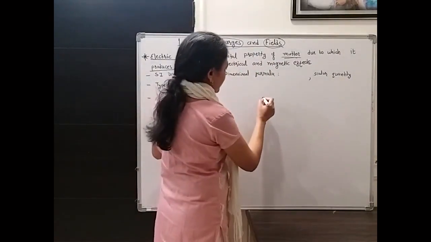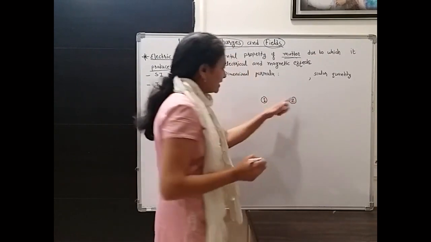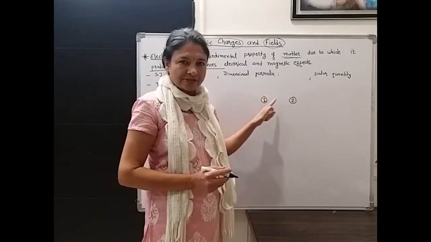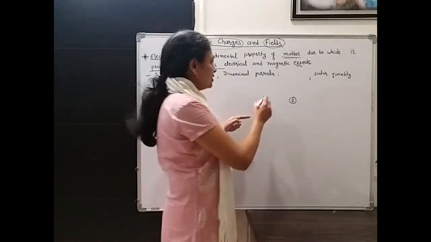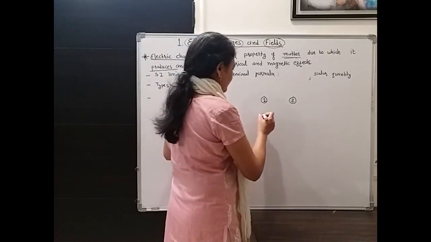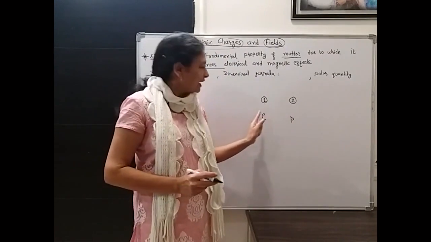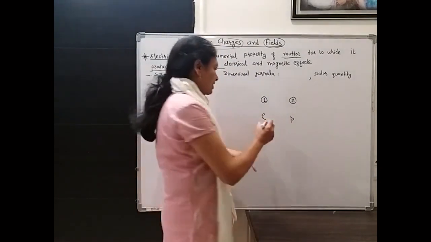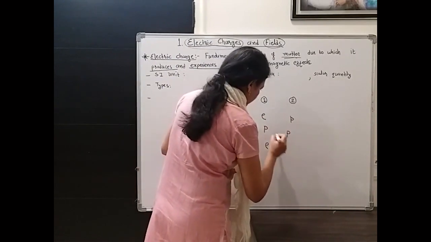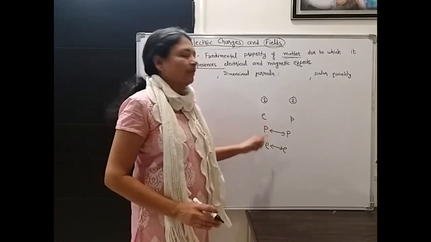Suppose we have two particles. This is particle number 1, this is particle number 2. There can be a force of attraction or repulsion, an electrical force, between these two particles only if both of them have charge. Suppose I have one electron and one proton. Then you know that there is a force of attraction between electron and proton. If I have two protons or two electrons, then there will be a force of repulsion among them.